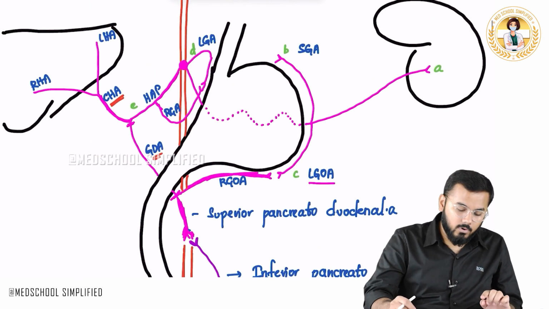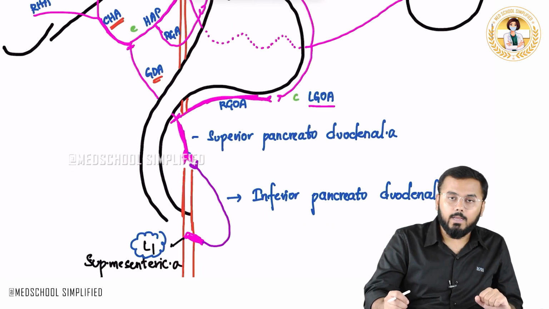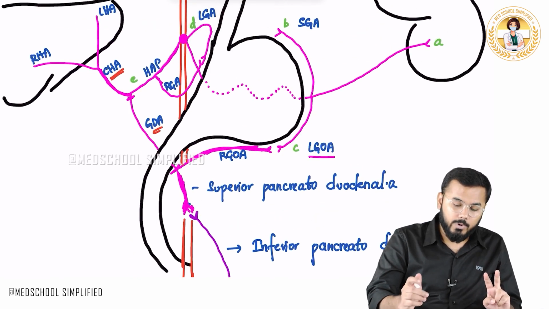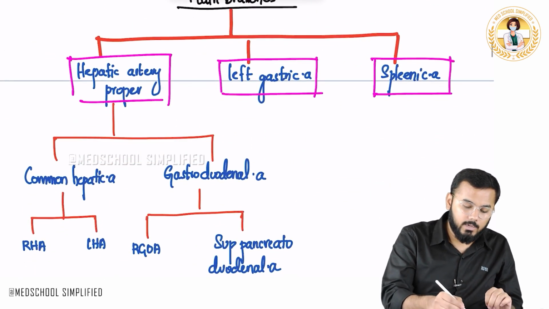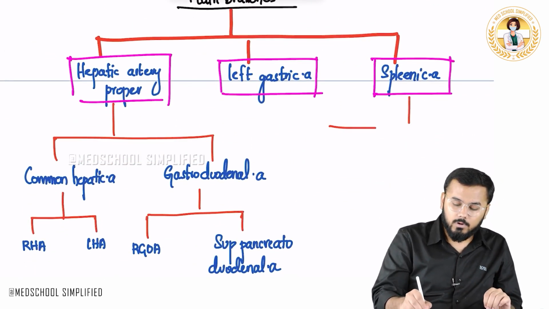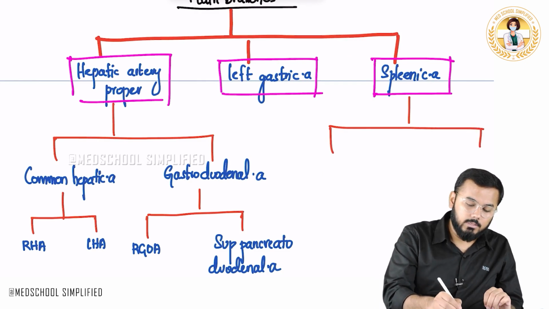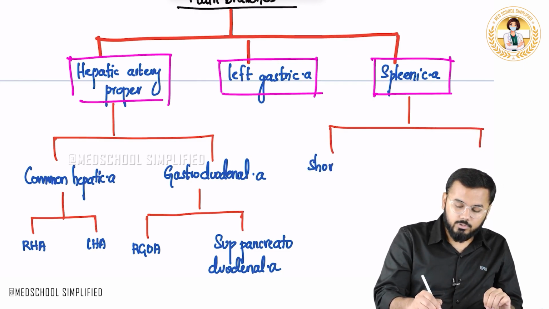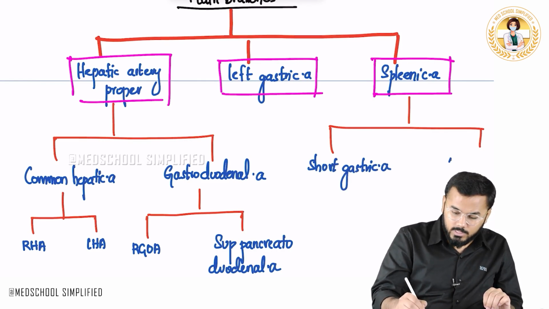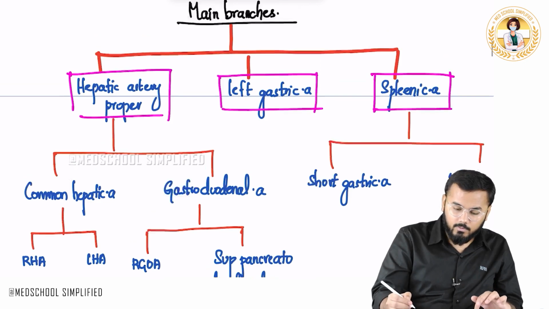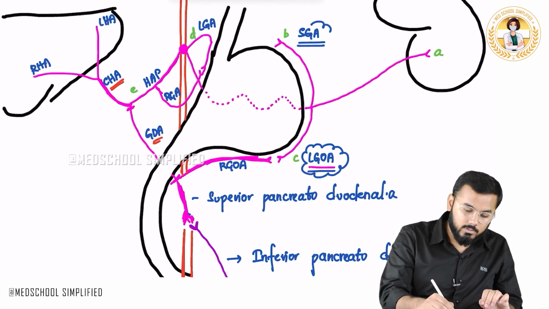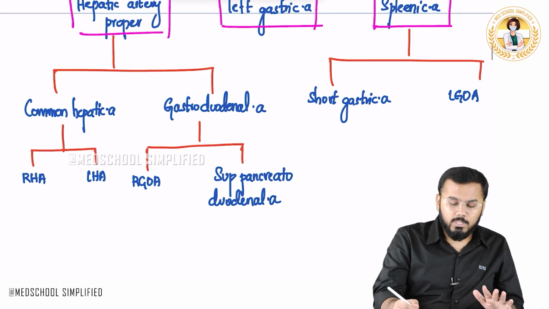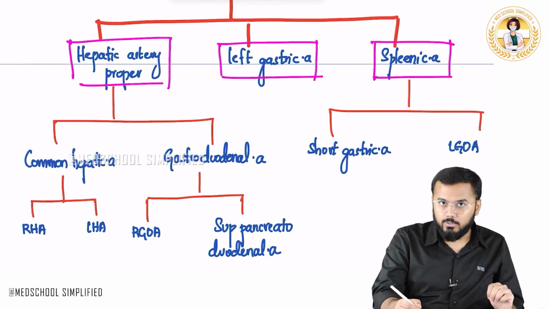Right, now after that we have got something called the splenic artery. Okay, the splenic artery is giving out two branches. One is called the short gastric artery, another one is called the left gastro-omental artery. What are those two branches? One is called the short gastric artery, another one is called the left gastro-omental artery. So these are the overall branches which you need to know, right?